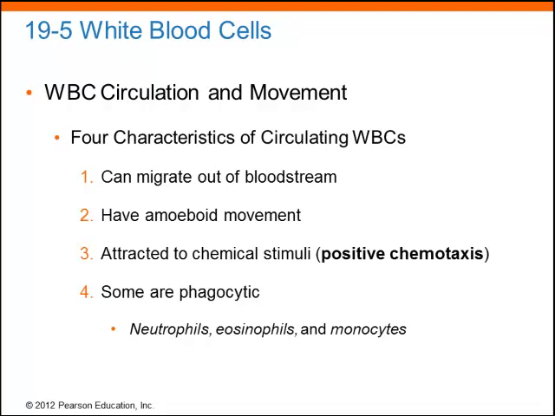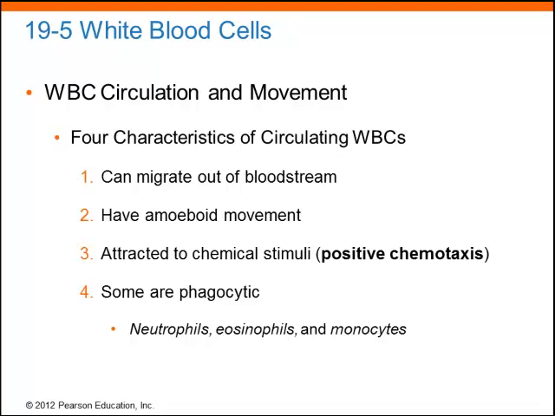So we know that white blood cells can migrate out of the bloodstream. We know that they can crawl. They crawl like little amoebas, so we call that amoeboid movement. We know that they can be attracted to chemical stimuli. That's called positive chemotaxis. So, for example, if you have an area where you had a splinter and you have some inflammation going on, the cells that were damaged actually secrete chemicals that attract white blood cells. That's positive chemotaxis.